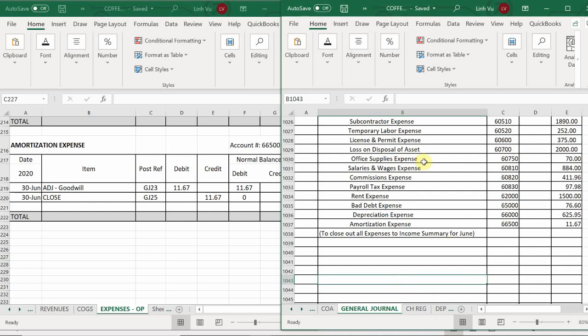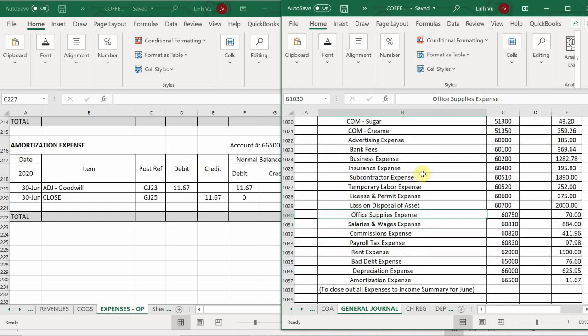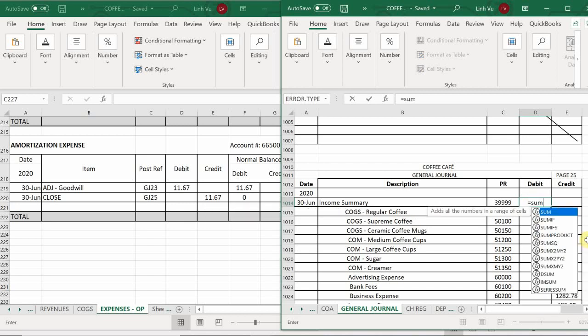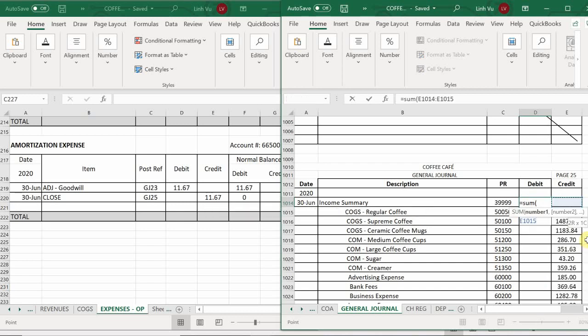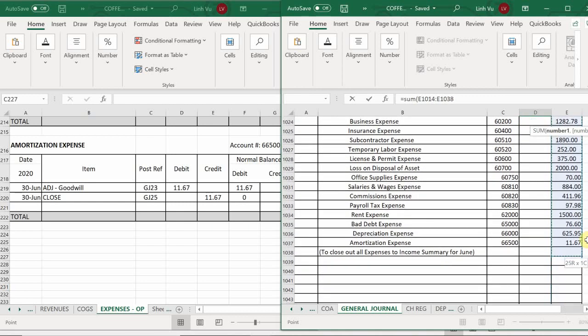Now that we finished our journal here, we need to sum up our total expenses that we are going to be crediting. So in this case, let's go ahead and do that real quick. I'm just going to do a simple formula here. I'm just going to go equal sum to get my total expenses. What is the total amount of my expenses?